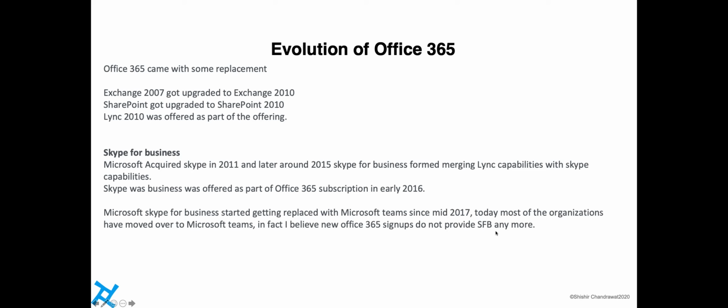In fact, I believe that if you do the latest signups of Microsoft Office 365, they will not even give you an option to get Skype for Business services anymore. Maybe it is completely retired from the tenant, and new tenants which are getting signed up will not get Skype for Business. It's only Teams which they are getting. And guys, it's for good. Teams is an amazing software. Teams is the reason for the growth of Microsoft in the past few years.